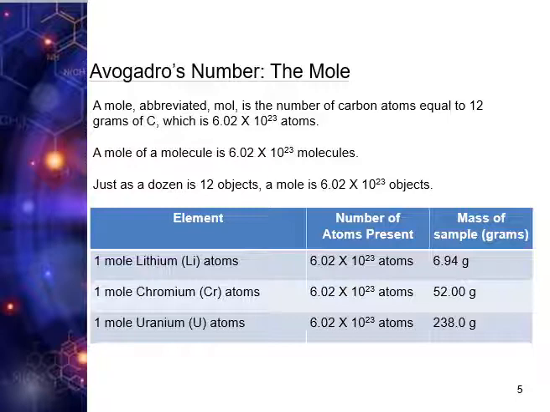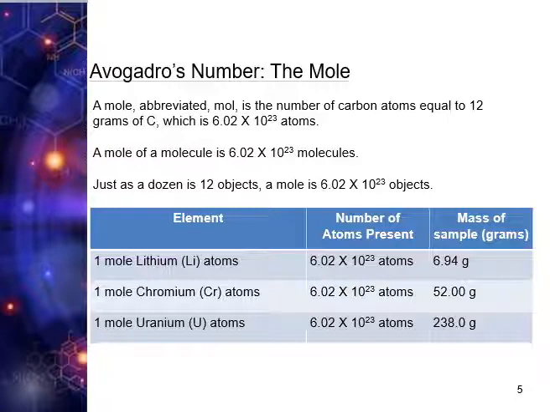Avogadro's number, the mole. A mole, abbreviated mol, is the number of carbon atoms equal to 12 grams of carbon, which is 6.02 times 10 to the 23rd atoms. A mole of a molecule is 6.02 times 10 to the 23rd molecules. Thus, just as a dozen is 12 objects, a mole is 6.02 times 10 to the 23rd objects.